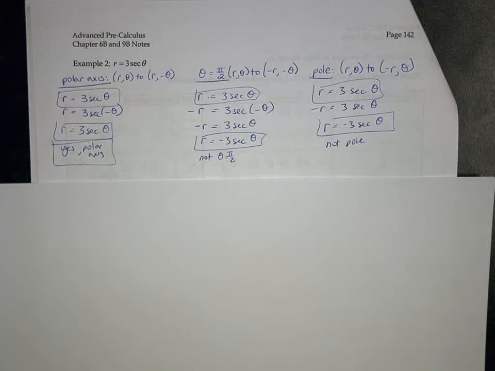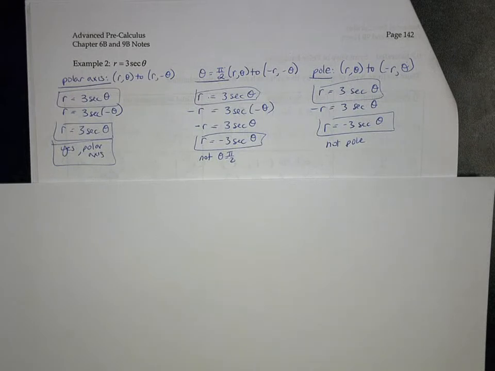The next page just takes us through some more additional examples. R equals 3 secant theta. We're going to do our test for all three of them. Now, secant we know is the same thing as 1 over cosine, and we know that cosine has a polar axis reflection. So my first gut instinct is that it's going to have polar axis, and I'm not sure about the others.